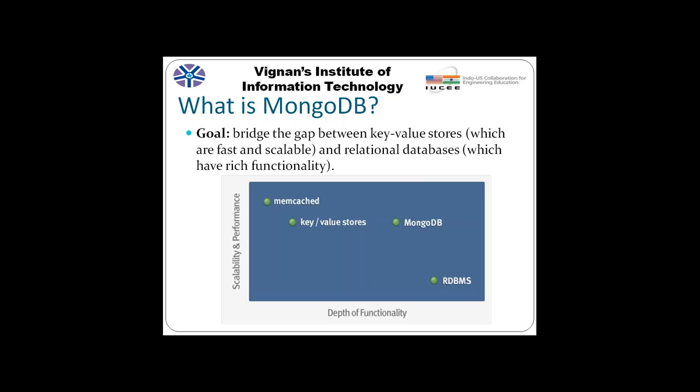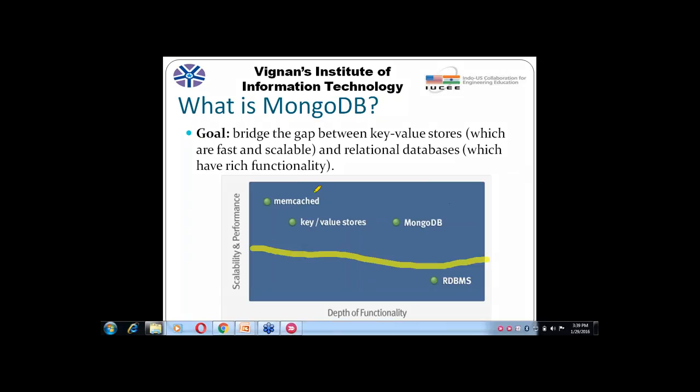So to improve scalability and performance, and to improve memory caches, and to incorporate the key value stores. Whatever gap we have between the RDBMS and MongoDB, which is called NoSQL, we are going to remove that gap with the help of MongoDB. So that is the importance and the goal of MongoDB.